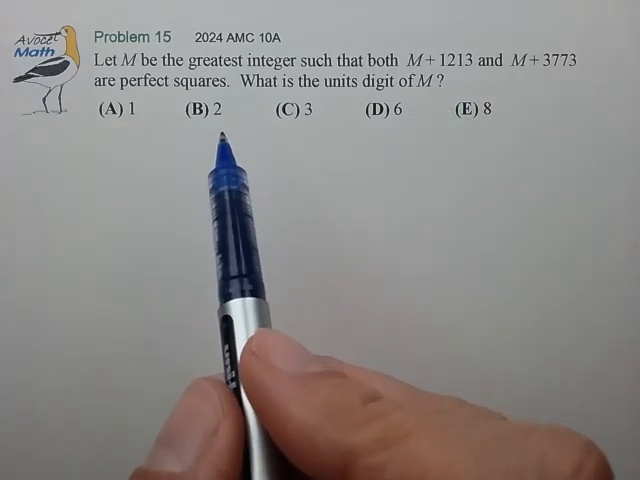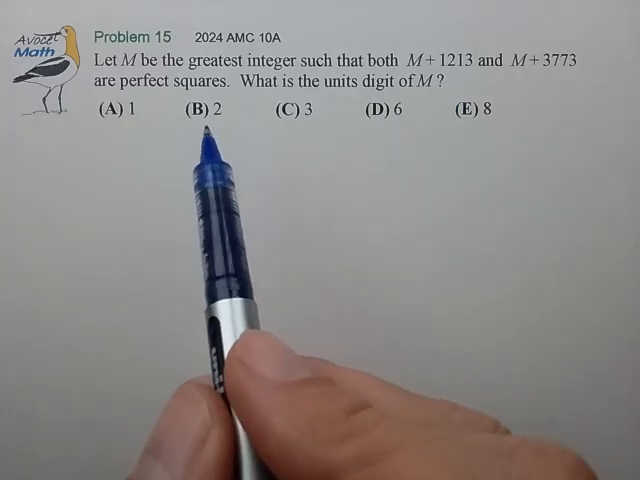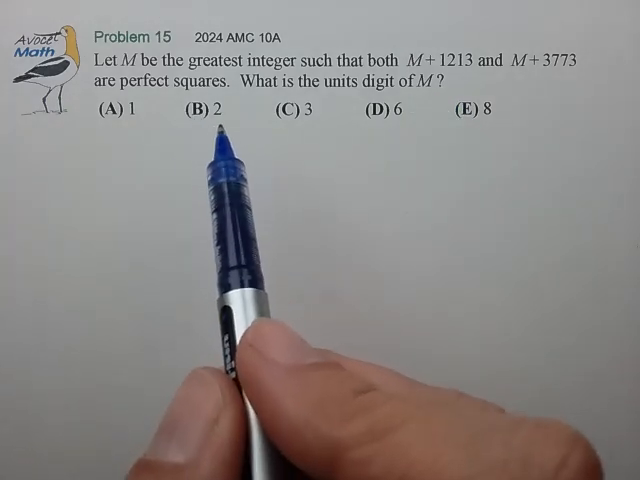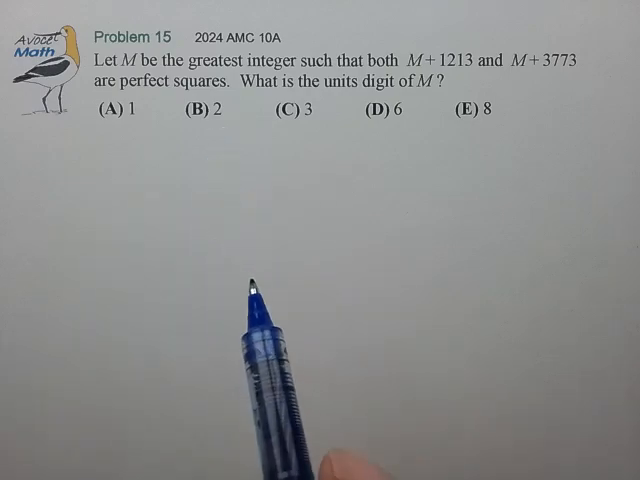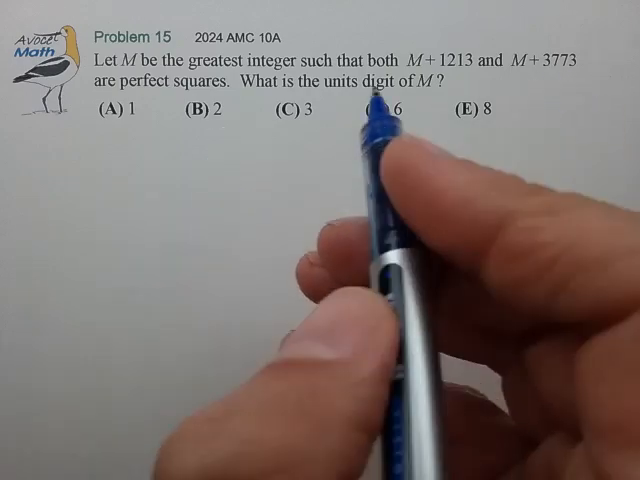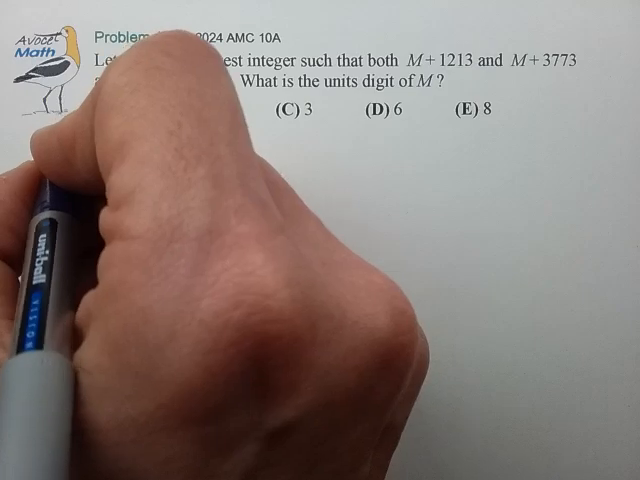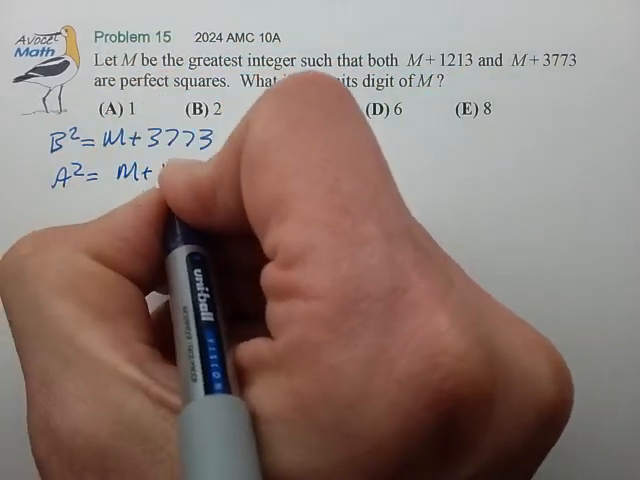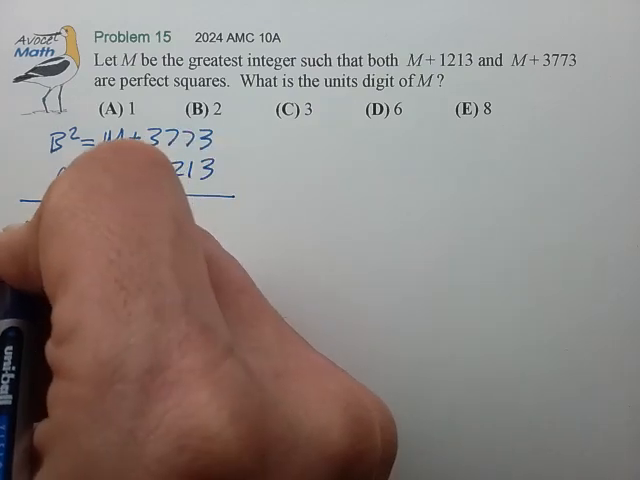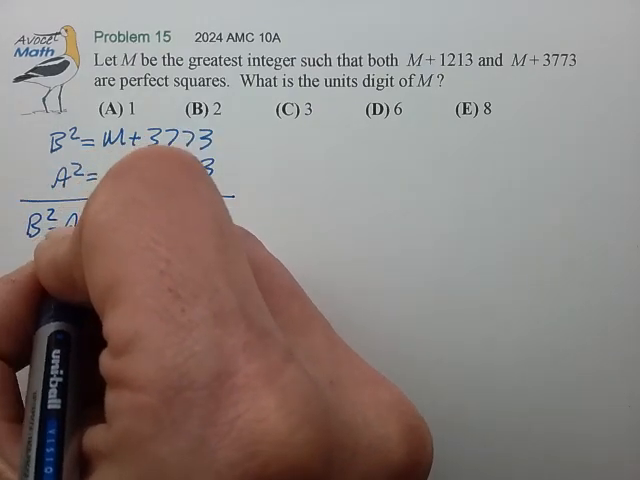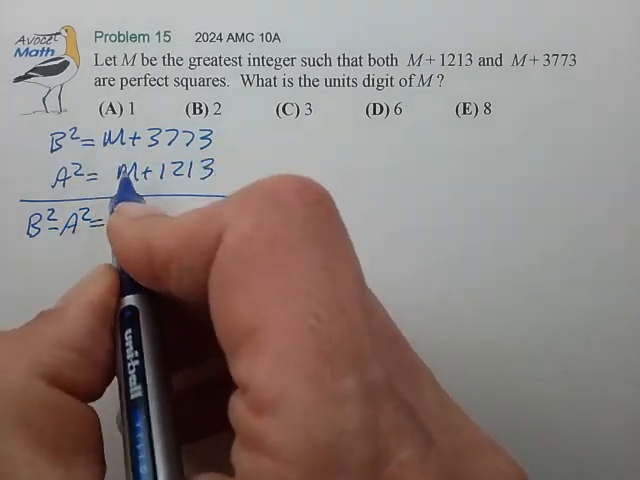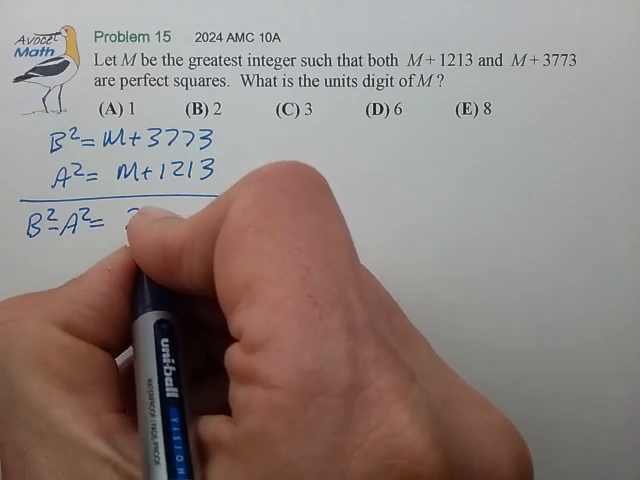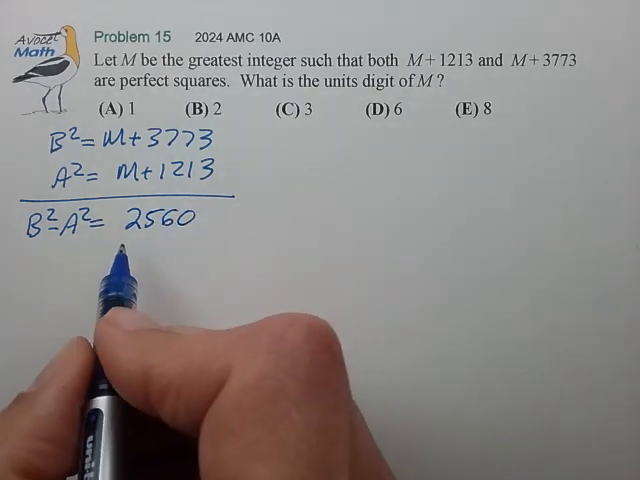So right off the bat, I see an opportunity to form a difference of squares that I can factor, and that's usually helpful in solving integer equations, so let's try that path. So we have this larger square, let's call that b squared. Smaller square, let's call that a squared. Take the difference to form b squared minus a squared. M's cancel. We're left with 2560. That's a handy number.